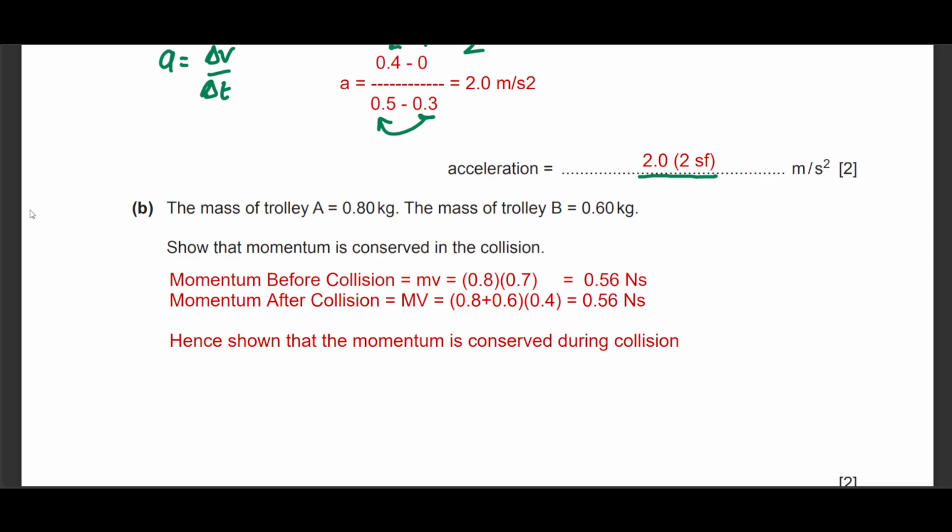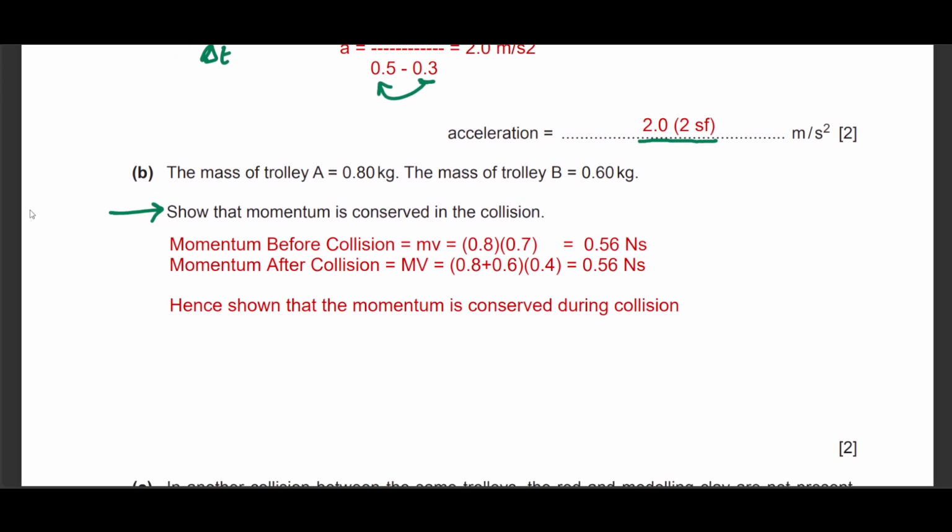The mass of trolley A and the mass of trolley B is this. Show that. Now he's asking you to show, hence you have to show mathematically the momentum before the collision and momentum after the collision. So momentum before the collision is mass times velocity. Only trolley A was moving, so only that data is used. So the mass of trolley A multiplied by the speed of trolley A comes to 0.56 Newton seconds.